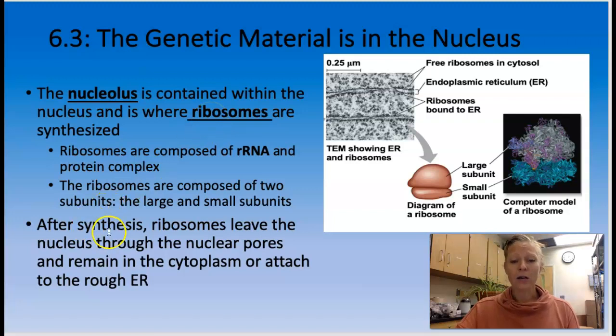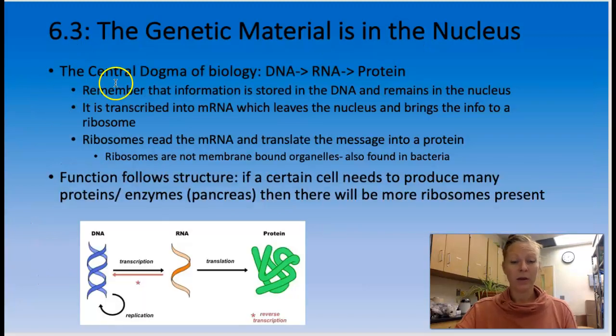So after they are composed, after they are made, then the ribosomes are going to leave the nucleus, and they're going to either hang out in the cytosol, or they're going to hang out on the rough ER, the rough endoplasmic reticulum. And there they make proteins. They're going to read the mRNA and make proteins, or polypeptide chains.